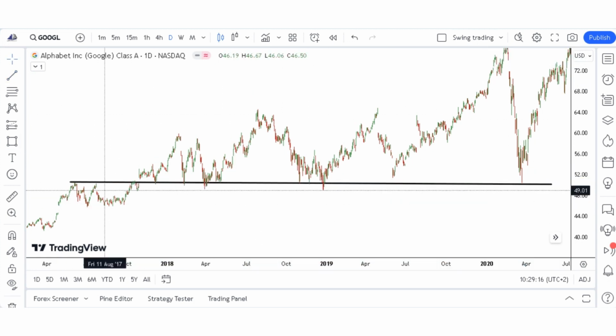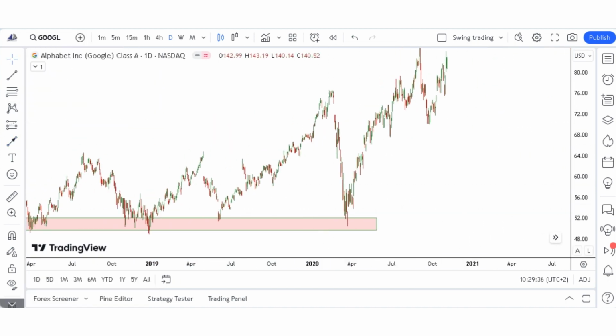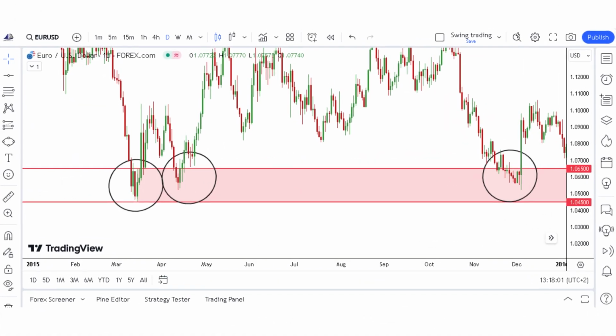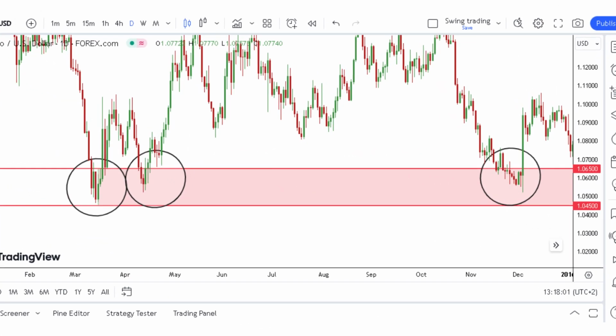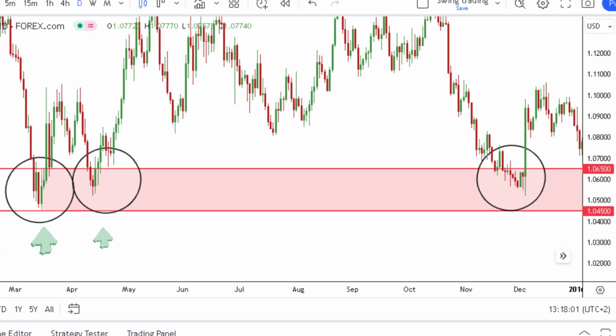We refer to them as support and resistance areas rather than lines because it's nearly impossible to pinpoint the exact levels. For example, on the Euro-USD chart, between March 2015 and December 2015, we observed 3 bounces between the price levels of 1.045 and 1.065, indicating a support area.